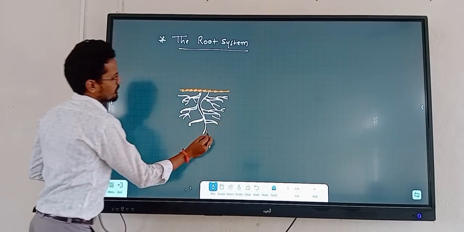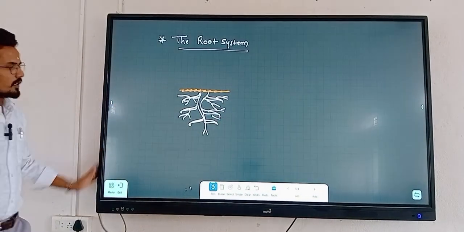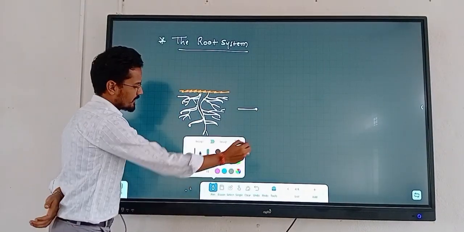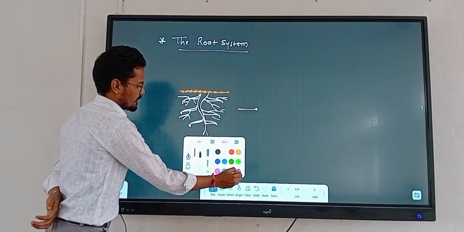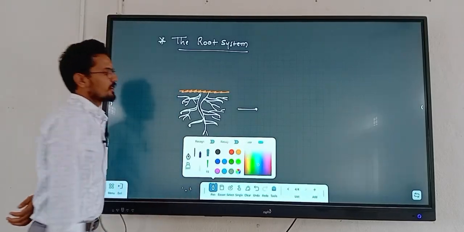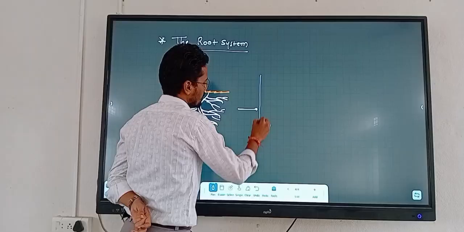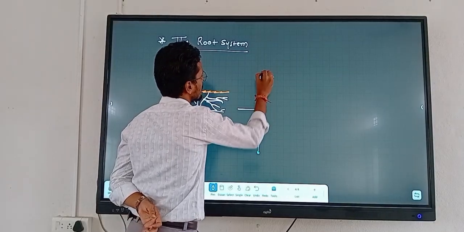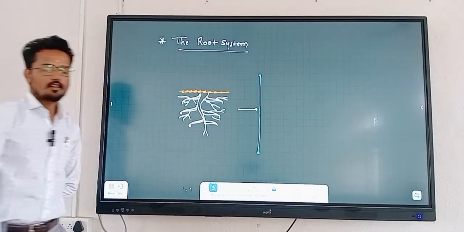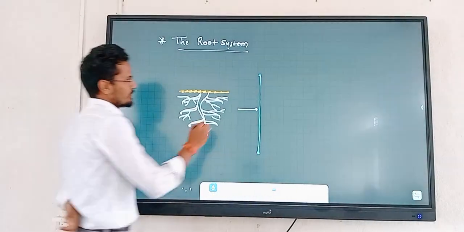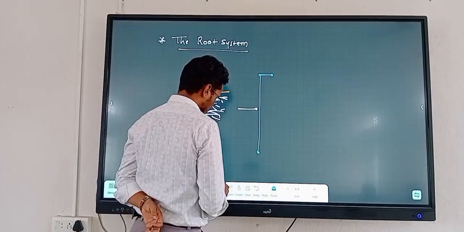This is the root system. This root system has different types. How many types are there in root? There are three main types. One is the taproot system.